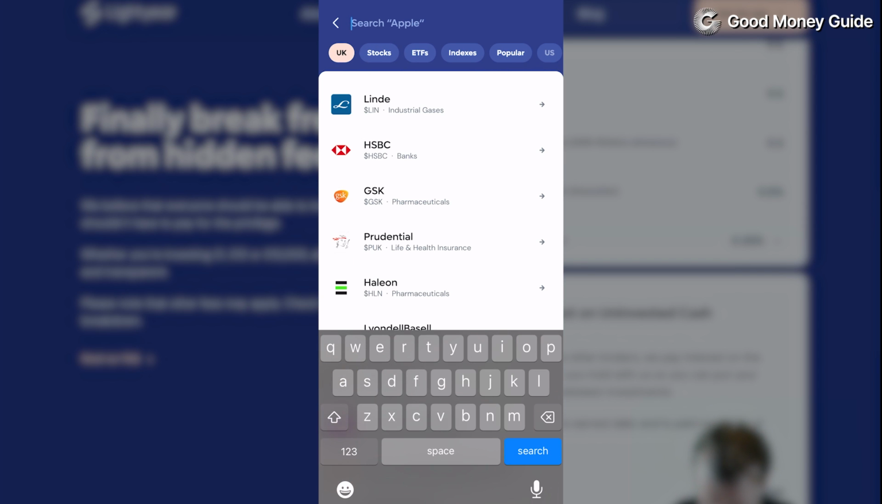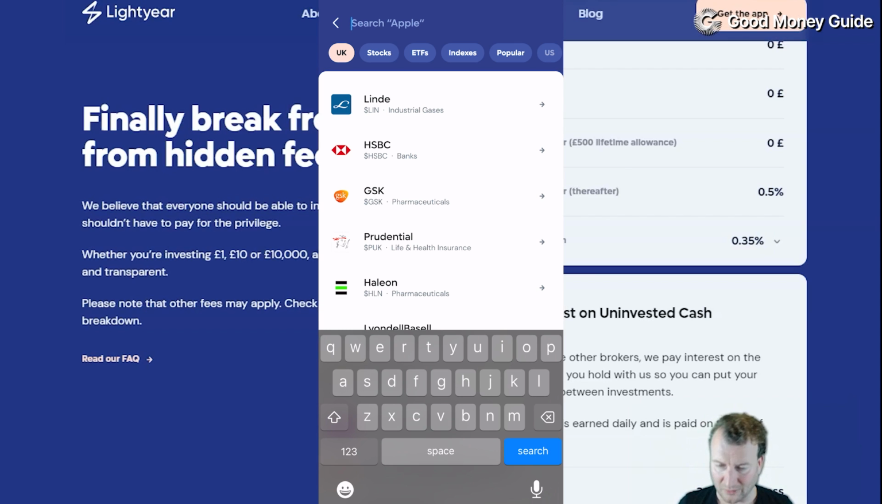want, US or UK. Now, one of the downsides about this app is that if you are a UK investor, you can only invest in a general investment account. They haven't got ISA accounts at the moment. They should be coming in the future, but for now, you have to invest in a general investment account so you don't get the tax breaks on your gains.